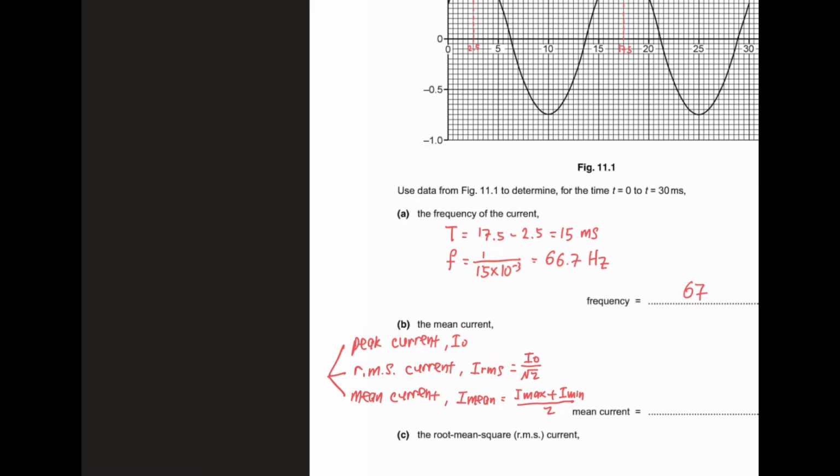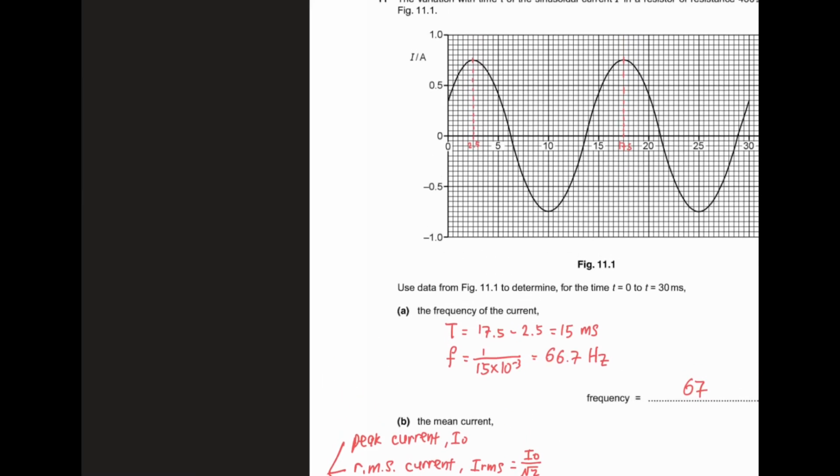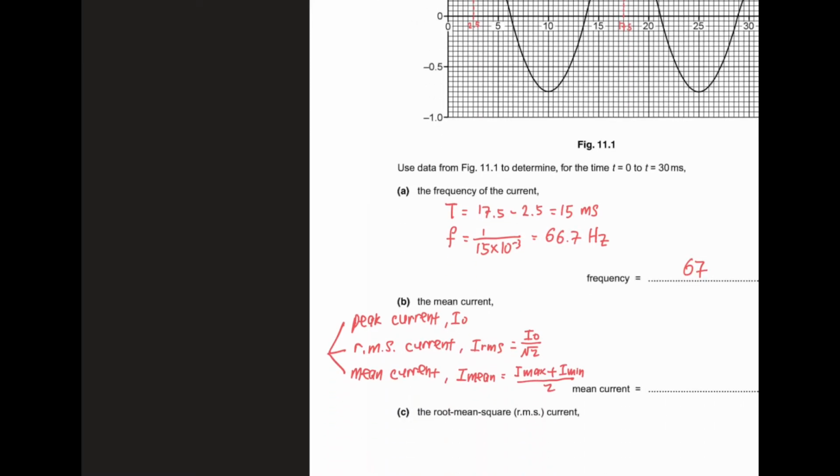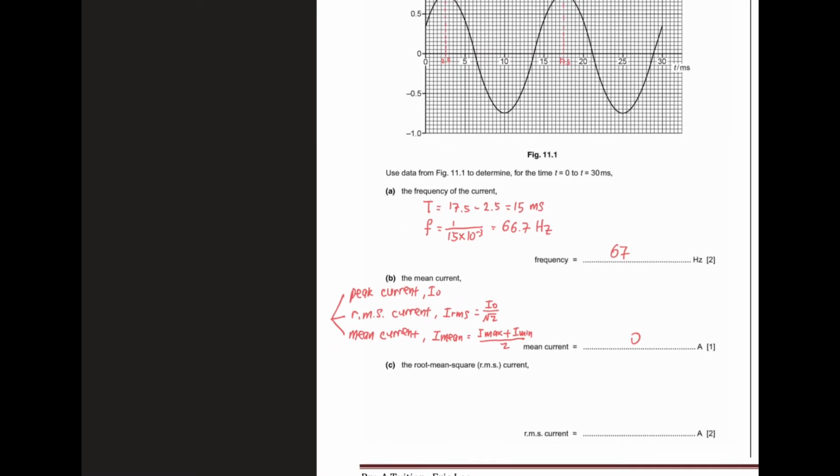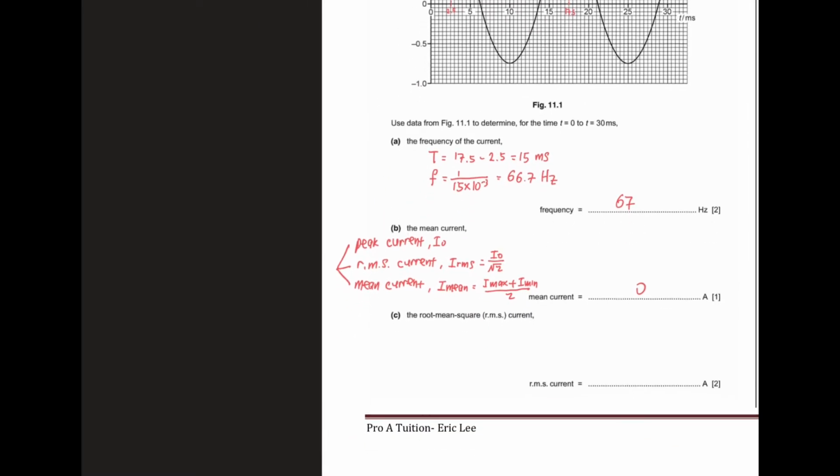Like finding the average. So for mean current here, you take maximum 0.75 plus negative 0.75, divide by 2. Then you get 0 ampere. Maximum plus minimum, then divide by 2. So end up with 0 mean current.